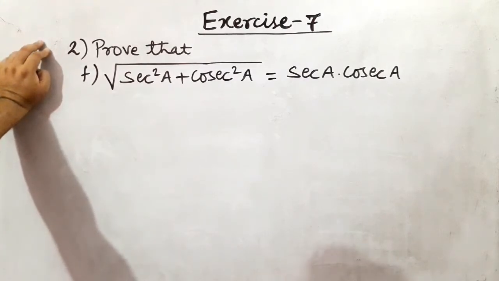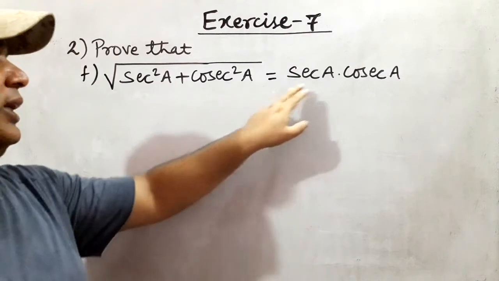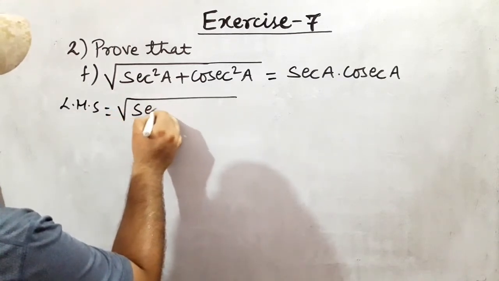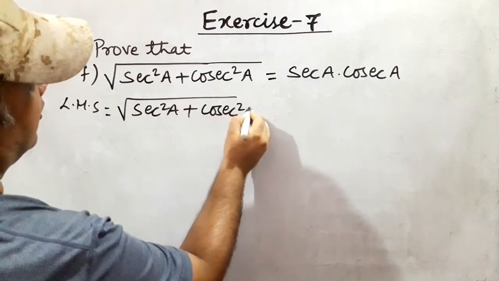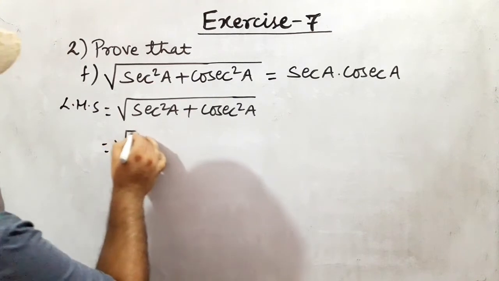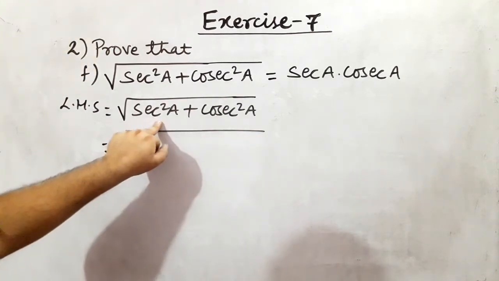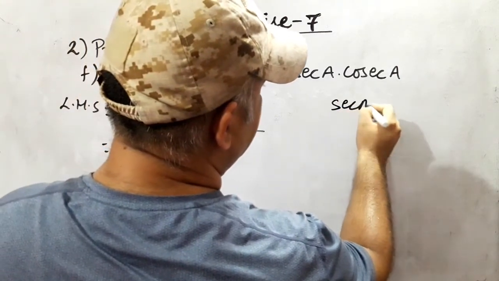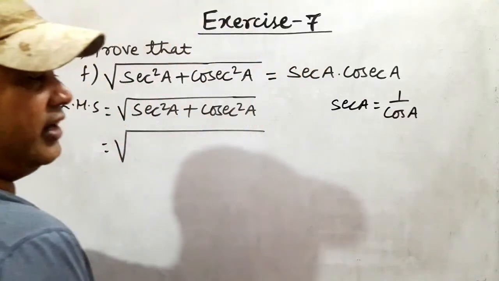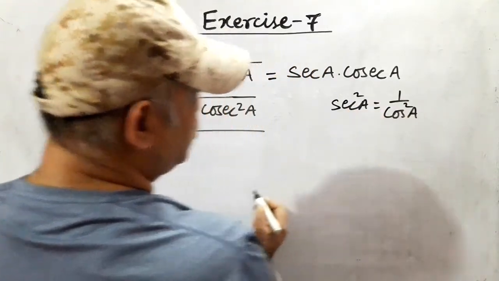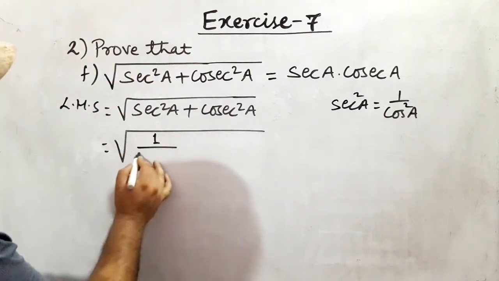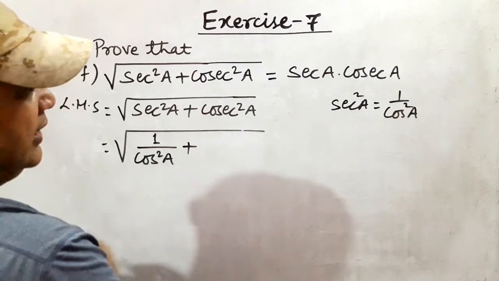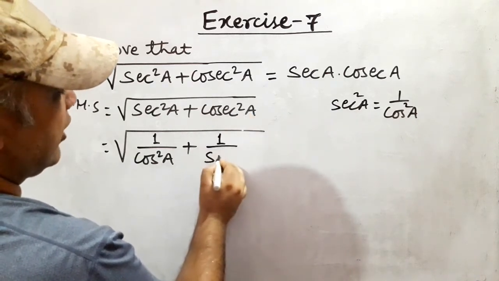Let's see, this question is quite interesting. Root under sec square A plus cosec square A equals to sec A into cosec A. Let's do from left hand side. We have root under sec square A plus cosec square A. Root under, let's convert this sec square A into the reciprocal form. That is, let's write the reciprocal of sec square A. As we know that sec A equals to 1 by cos A from reciprocal relation. So sec square A equals to 1 by cos square A. So I can write the sec square A as 1 by cos square A plus the reciprocal of cosec A is 1 by sin A. So cosec square A can be written as 1 by sin square A.